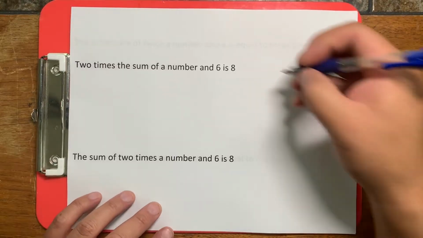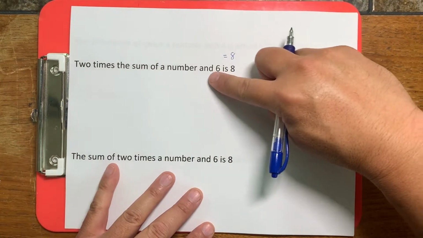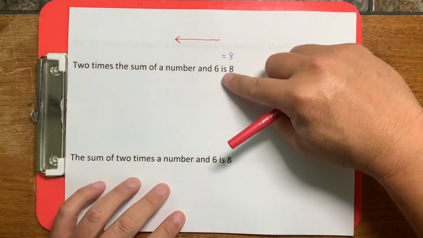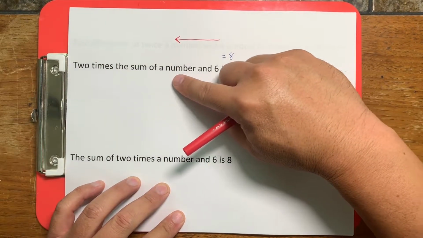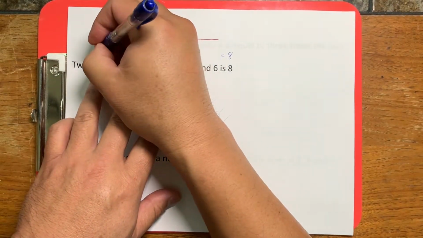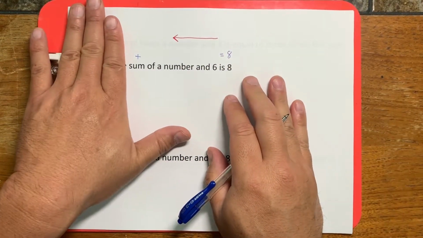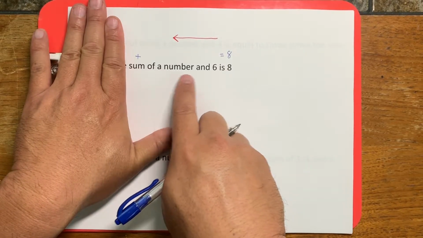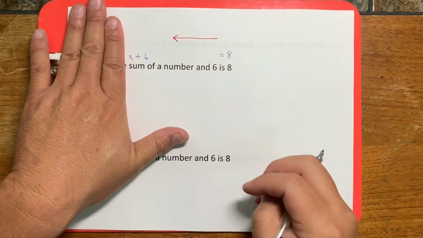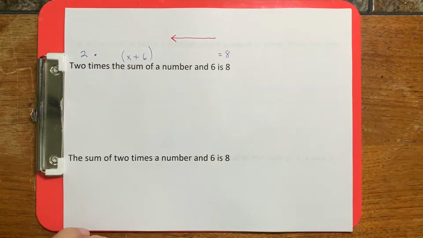Let's first find the equal. Now, when we go backwards, we're going to read it this way, going backwards until we see our operators. Over here we have a plus, and over here we have a times. Since the plus comes first, that's what we're doing first: the sum of a number and 6. So we're going to add a number and 6 together, and then after we do that, we're going to do 2 times it.